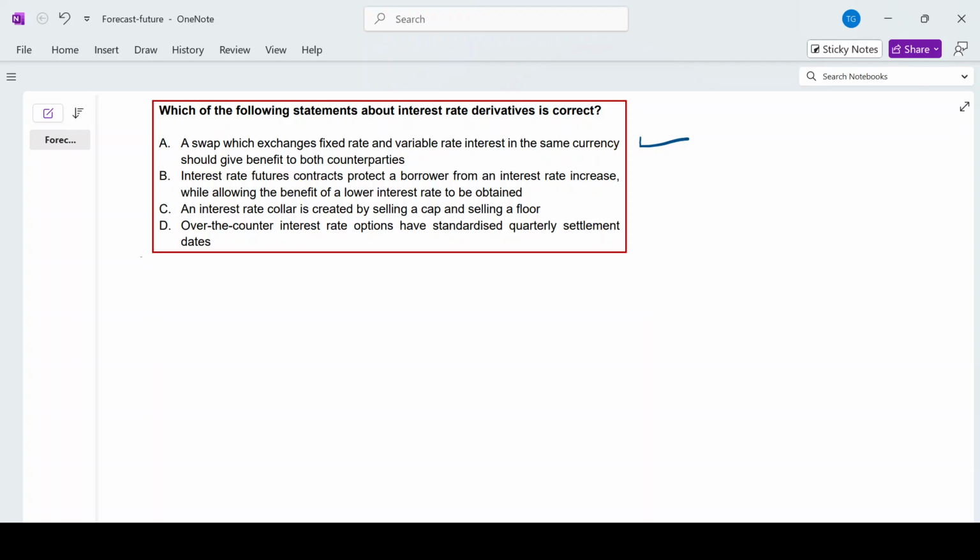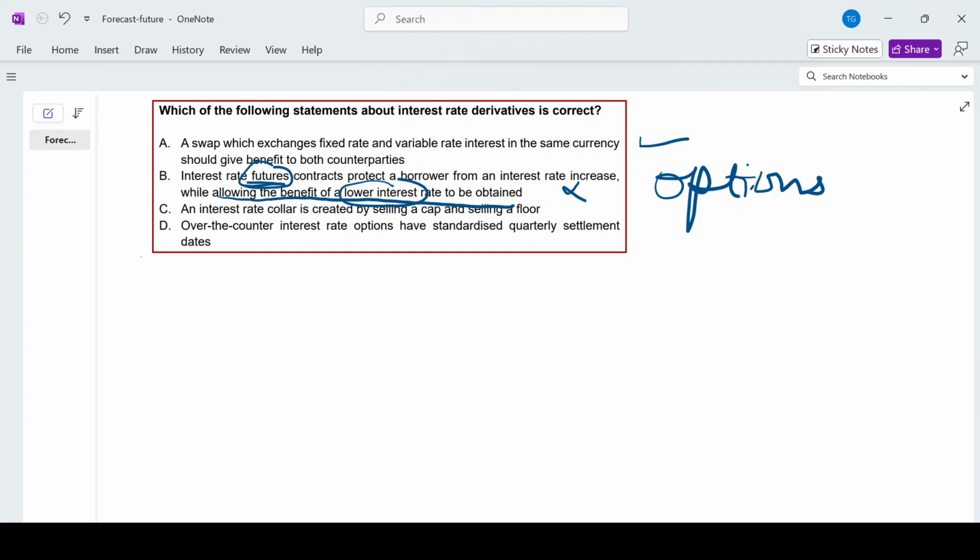Let's see why statements B, C, D are incorrect. Statement B says interest rate future contracts protect a borrower from interest rate increase while allowing the benefit of a lower interest rate to be obtained. With futures, it is a binding agreement. You do not have a choice. It is with options that you would rather have the choice. So this statement is marked incorrect. Even if the interest is lower, whatever you have locked in the futures, that is what you will have to eventually pay off.